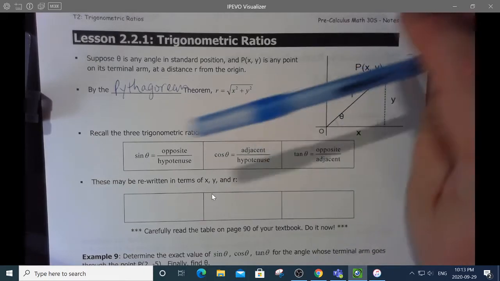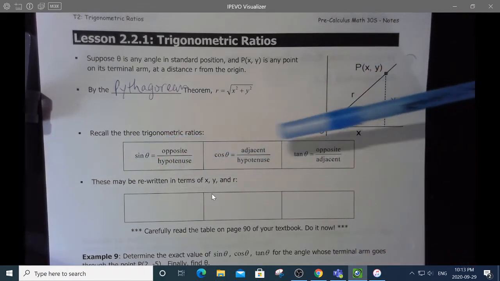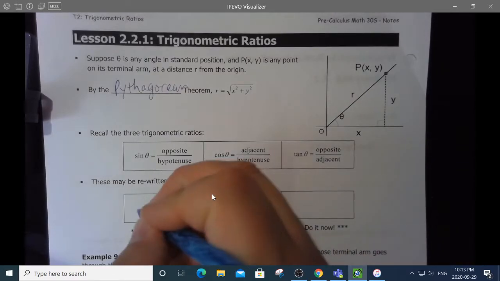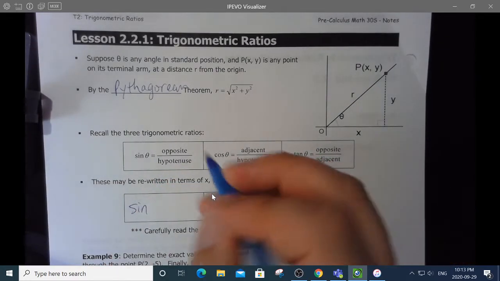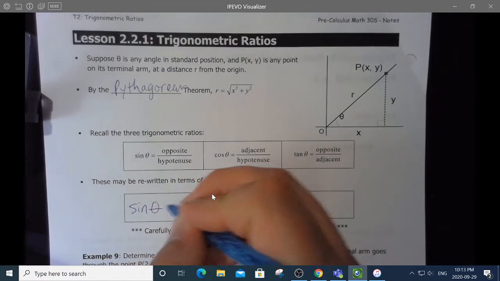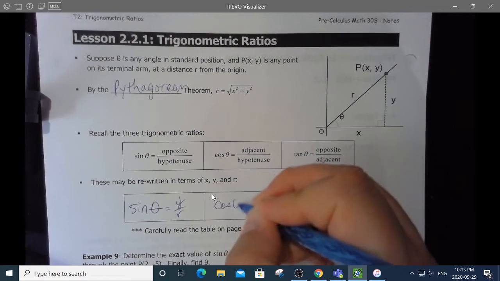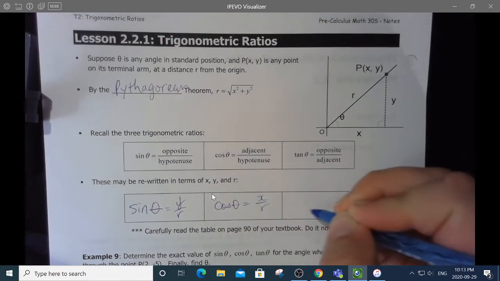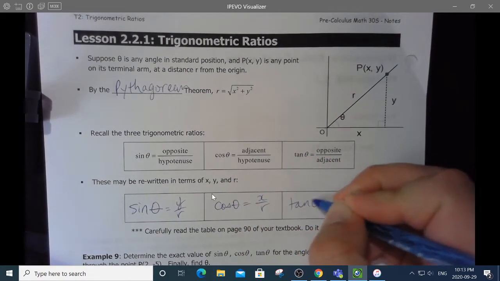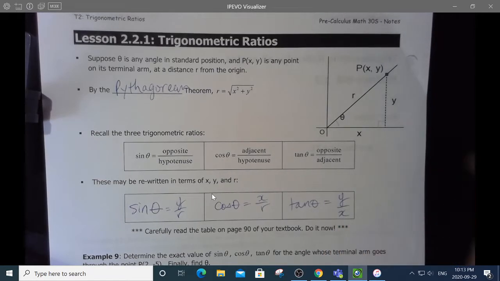And recall that we know three trigonometric ratios: sine, cosine, and tangent. And we can now rewrite these in terms of x, y, and r. So the sine of theta is y over r. The cosine of theta is x over r. And the tangent of theta is just y over x. And these are on your formula sheet. If you're wondering, hey, my formula sheet doesn't say the opposite, adjacent, hypotenuse stuff, it says these weird letters. Now you know why it says them, because we're thinking about this as part of a circular function.